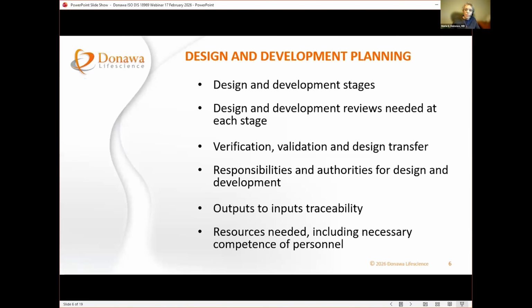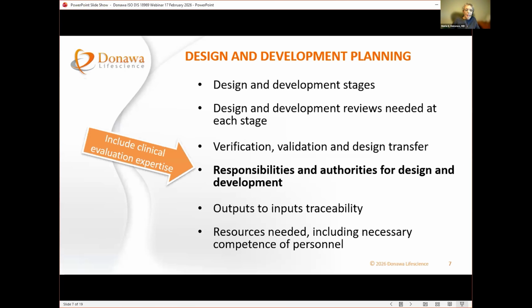You need to talk about what you're going to do. Again, this is planning all of these activities. The responsibilities and authorities are critical. Who's going to do what? And how, and also outputs to inputs traceability, how are you going to do that? Because you're going to have a lot of requirements. Those are the inputs, and they have to relate to the outputs, or they're going in different directions. And of course, the resources that are needed.